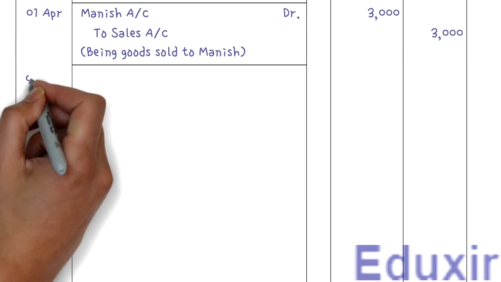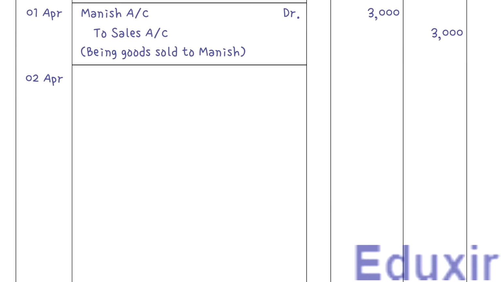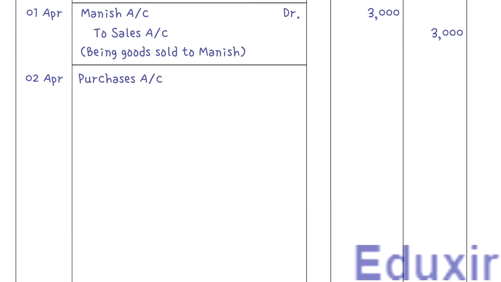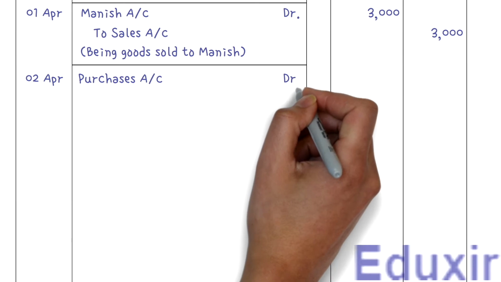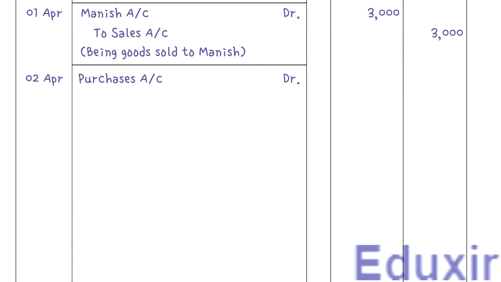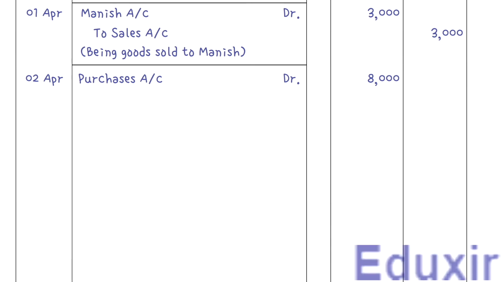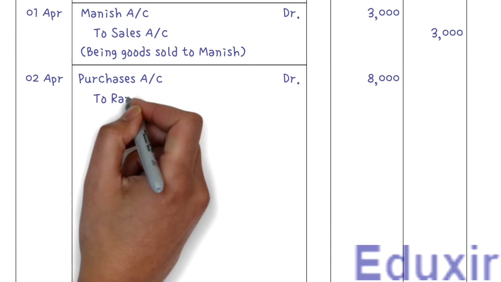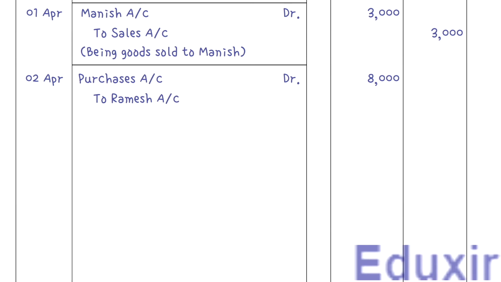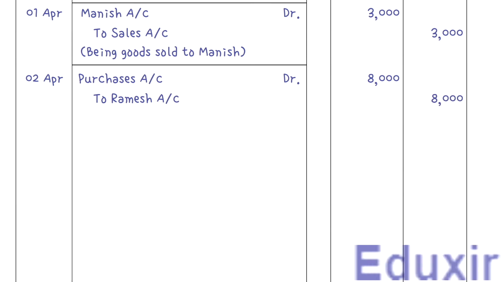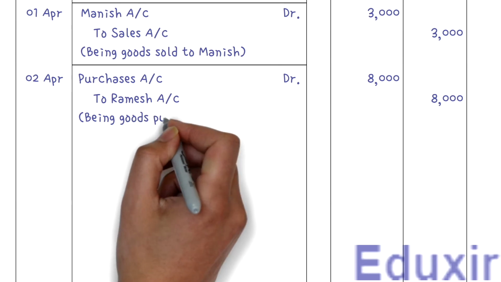Let us first record the date. Let us then record purchases account as the debit entry. Let us also write the text DR to indicate that this is a debit entry. Let us then record the debit amount of 8000 rupees in the debit amount column. Leaving a margin, let us record the Ramesh account as the credit entry. Let us also record the credit amount of 8000 rupees in the credit amount column. Let us now record the narration or description of this transaction, that is, being goods purchased from Ramesh.